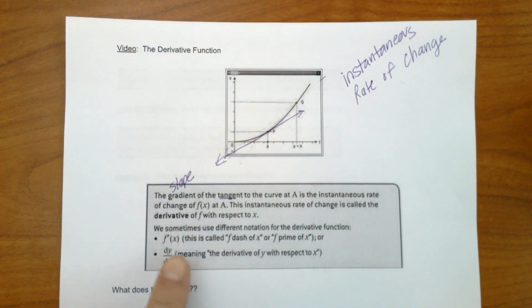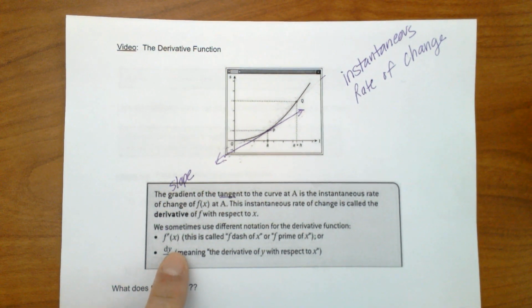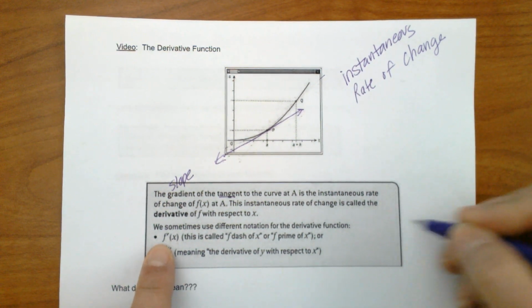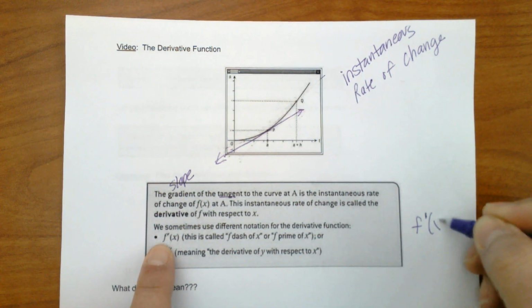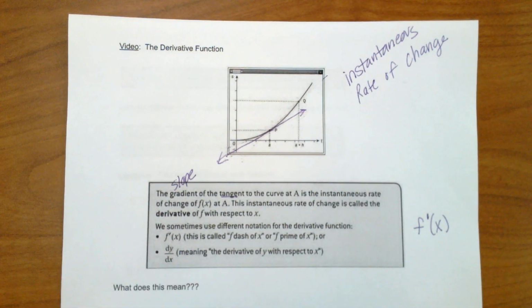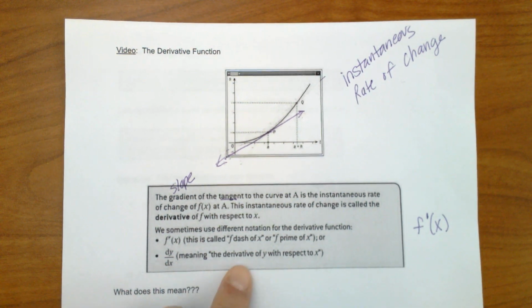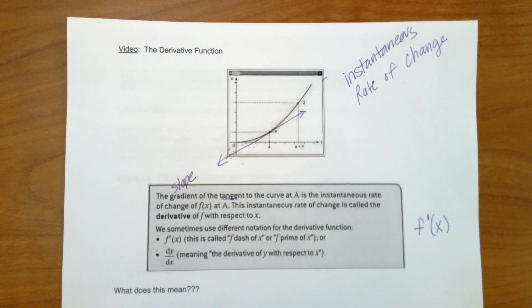Okay, this is the derivative. First, I'll put some notation. This is f prime of x, and I'll write that out for you. f prime of x, which means the derivative of f of x, and I'm going to get there in a second. Or we can write dy over dx, which is the derivative of y with respect to x. And there are a few other ways of writing it. You may have seen it in another video that I showed you. But what does it all mean?